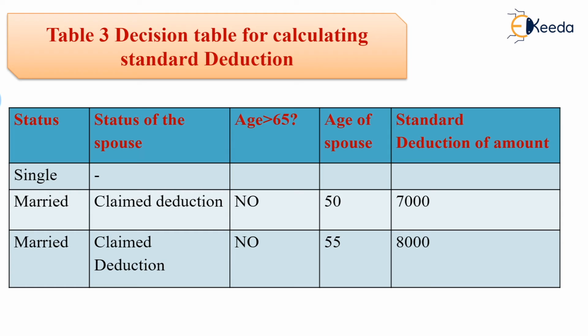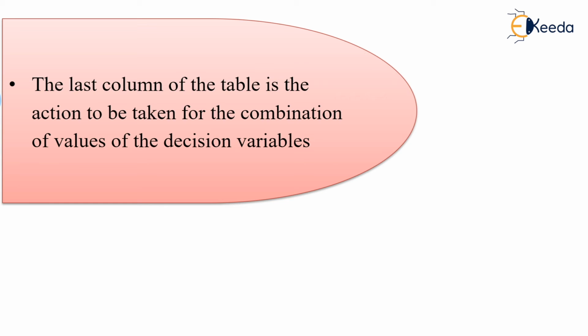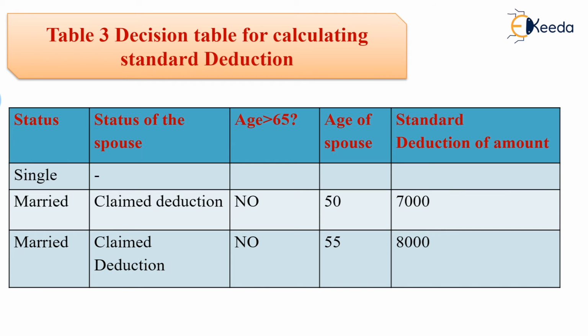As I said, now for example, we have a table. Now all of you have seen this table. It is the status and status of a spouse, and the age is 65 there. That is the one condition that has been put up, and the age of the spouse, and what is the amount to be deducted. So according to this, the last column of the table defines how much amount should be deducted and how much amount should be paid.